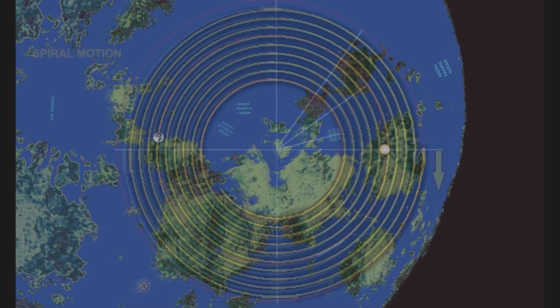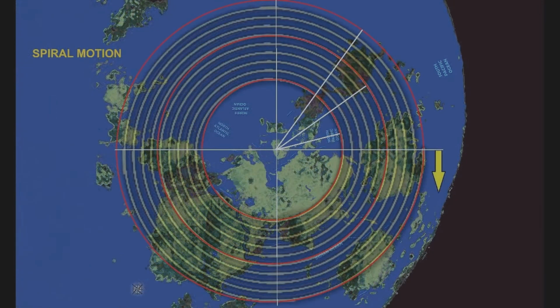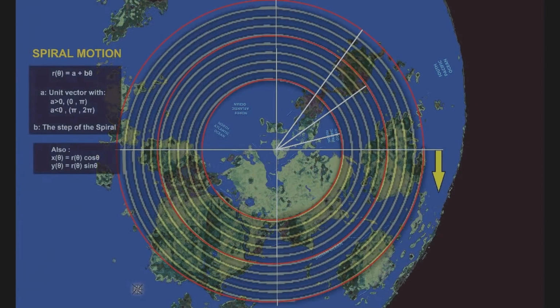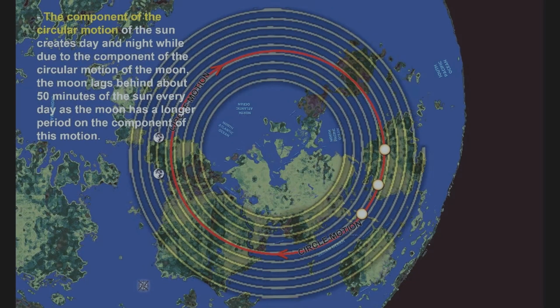A complex motion results from the sum of two or more individual motions. In our case, we have a circular motion and a simple harmonic oscillation. The equations describing the individual motions, as well as the resulting complex spiral motion, are shown below. The motions of the Sun and the Moon are complex motions created by the sum of individual motions. The component of the circular motion of the Sun creates day and night, while due to the component of the circular motion of the Moon, it lags behind the Sun by about 50 minutes every day, as the Moon has a longer period for this component of motion.